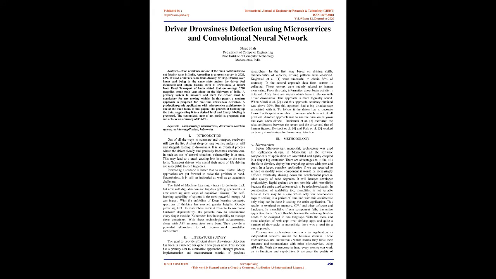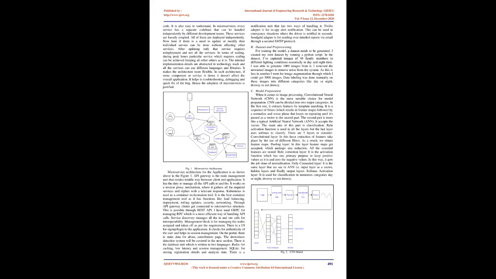3. Methodology. A. Microservices. Before microservices, monolithic architecture was used for application design. In monolithic, all the software components of the application are assembled and tightly coupled in a single big container. There are advantages to it, like it is simple to develop and deploy, but everything comes with pros and cons.